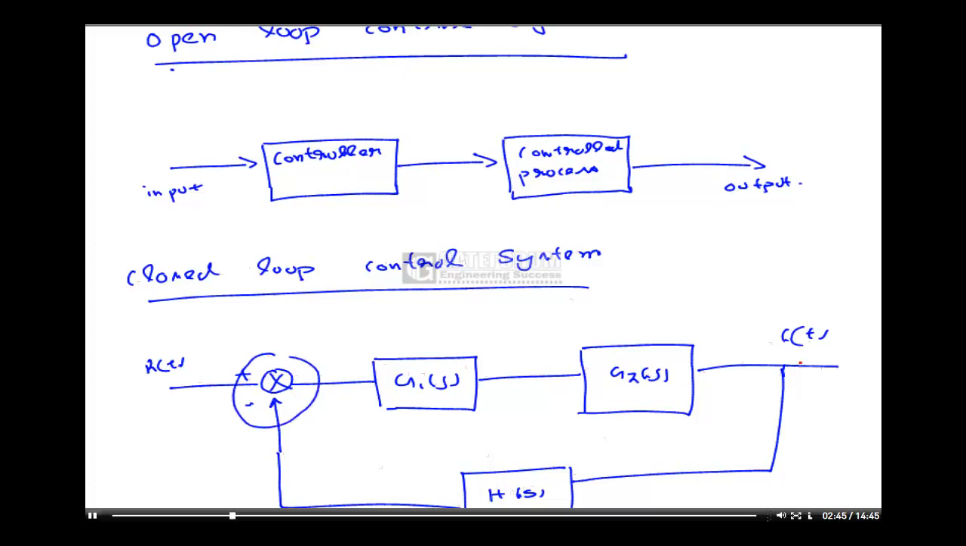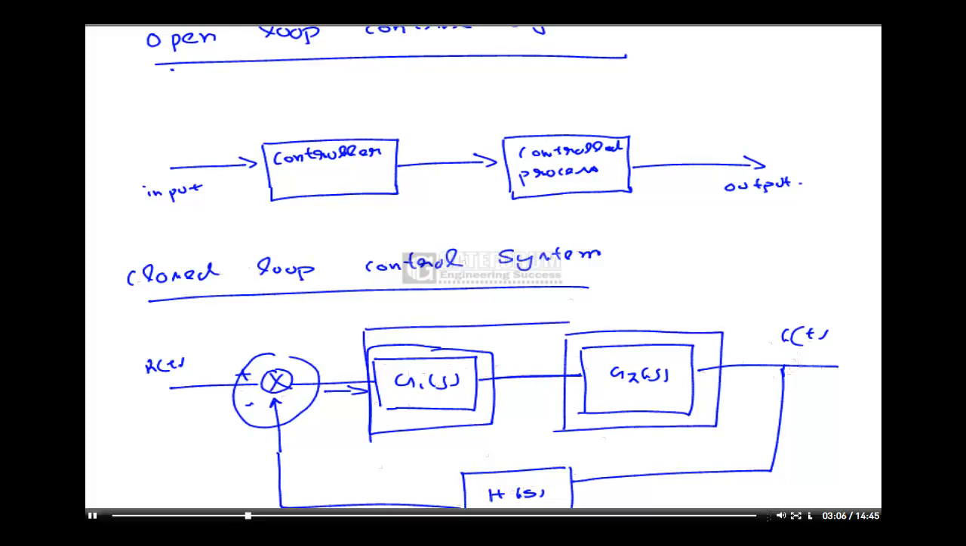The controlled output C(t) is being compared with input R(t). Okay. And then the error signal which is detected here, that error signal is going to one control function and the output of another control function. We can represent these two by a single block also. Okay. There is no problem in representing this as a single block. Okay, so this is a closed loop control system.